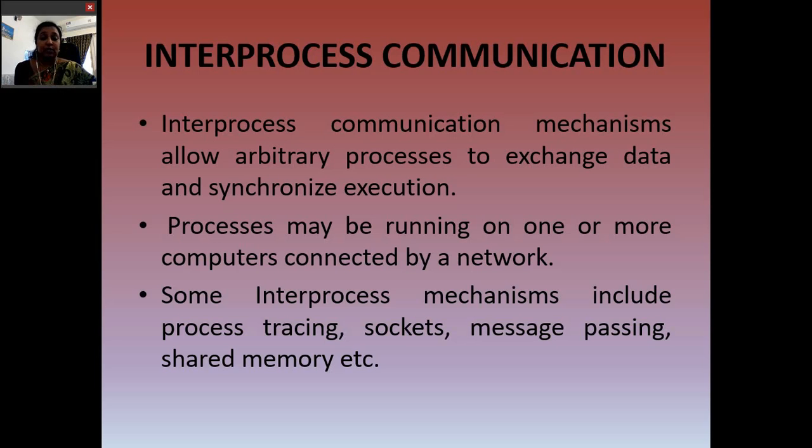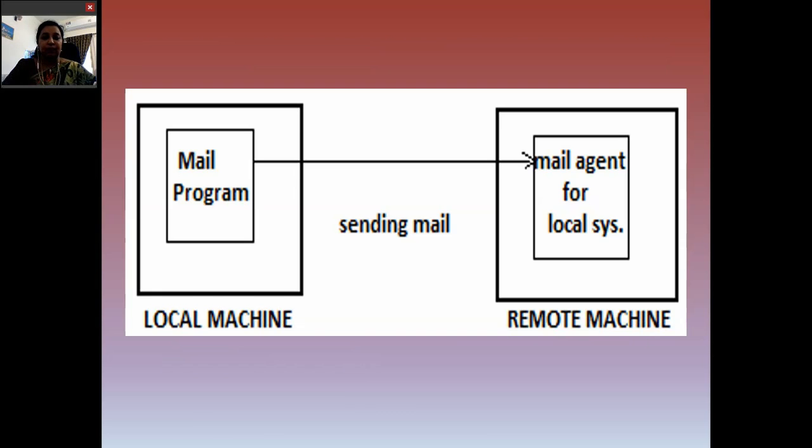Inter-process communication includes a variety of mechanisms. One is process tracing, the second is sockets, then message passing, and the shared memory concept. In this video, we would like to concentrate on how a socket is going to work.